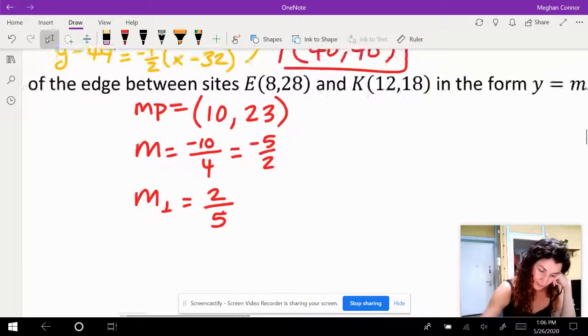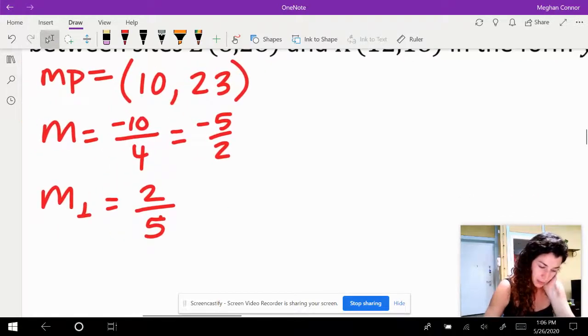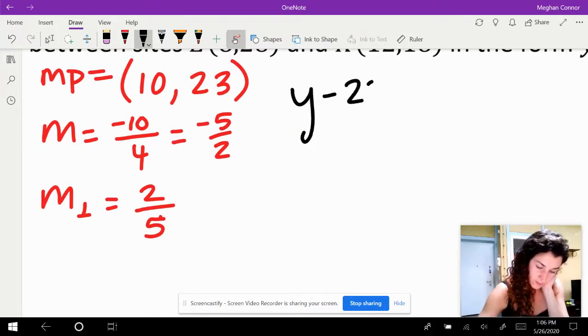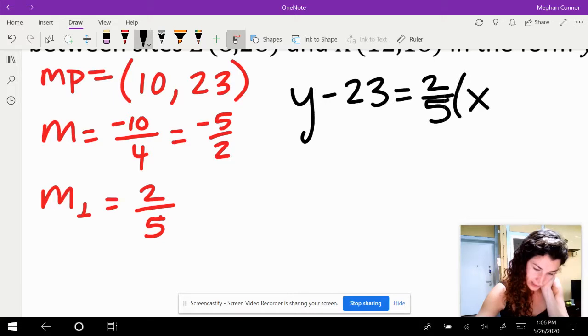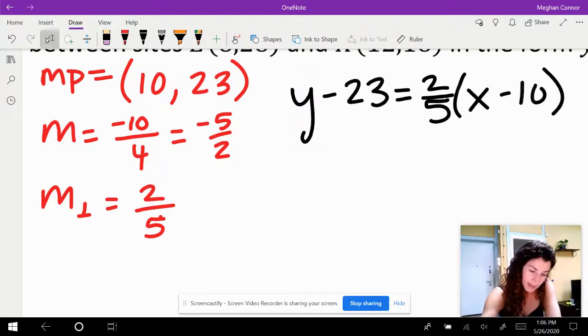2/5. Okay, we take those values and we plug them into your point slope form. y minus y1 equals m times x minus x1. It says we want it in y equals mx plus b form, which means that we need to distribute the 2/5 as well as get the y by itself.